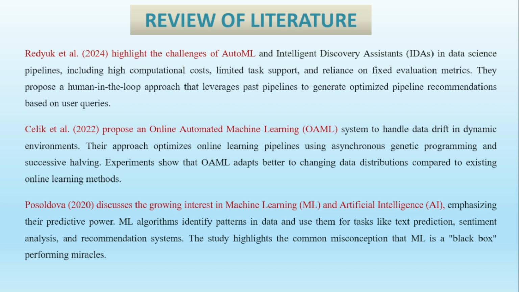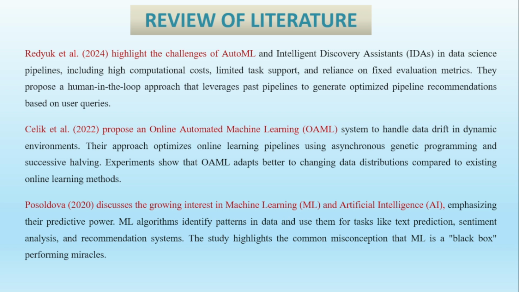Now, the second research paper, published in 2022, Click et al., proposes an online automated machine learning system to handle data drift in dynamic environments. Their approach optimizes the online learning pipeline using asynchronous genetic programming and successive halving. Experiments show that online automated machine learning adapts better to changing data distribution compared to existing online learning models. In this, we have given the proposed solution.